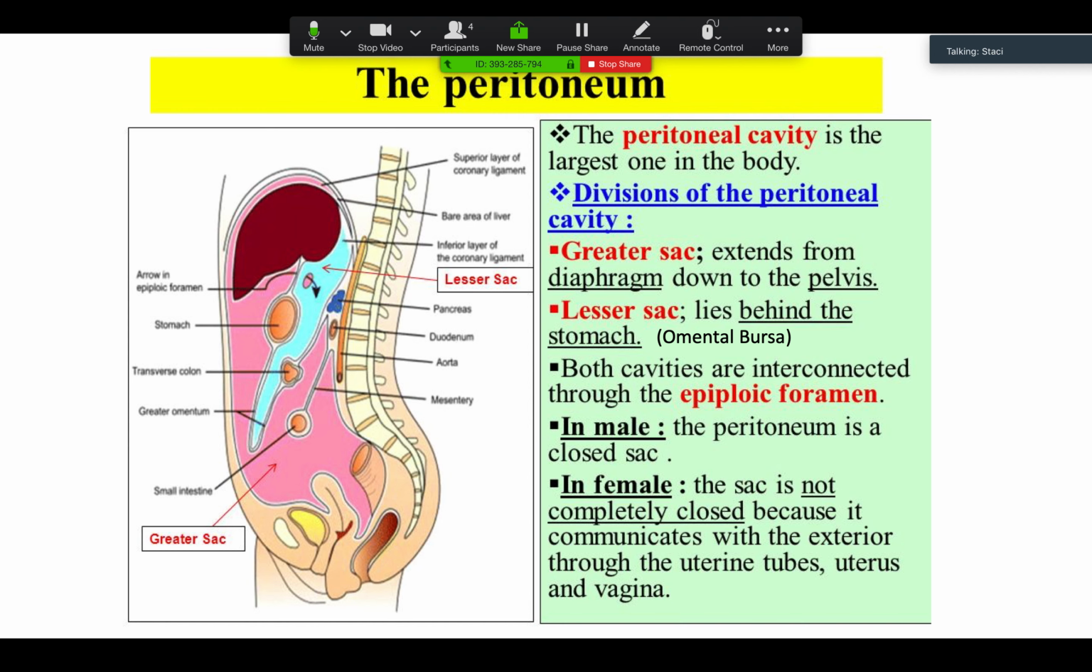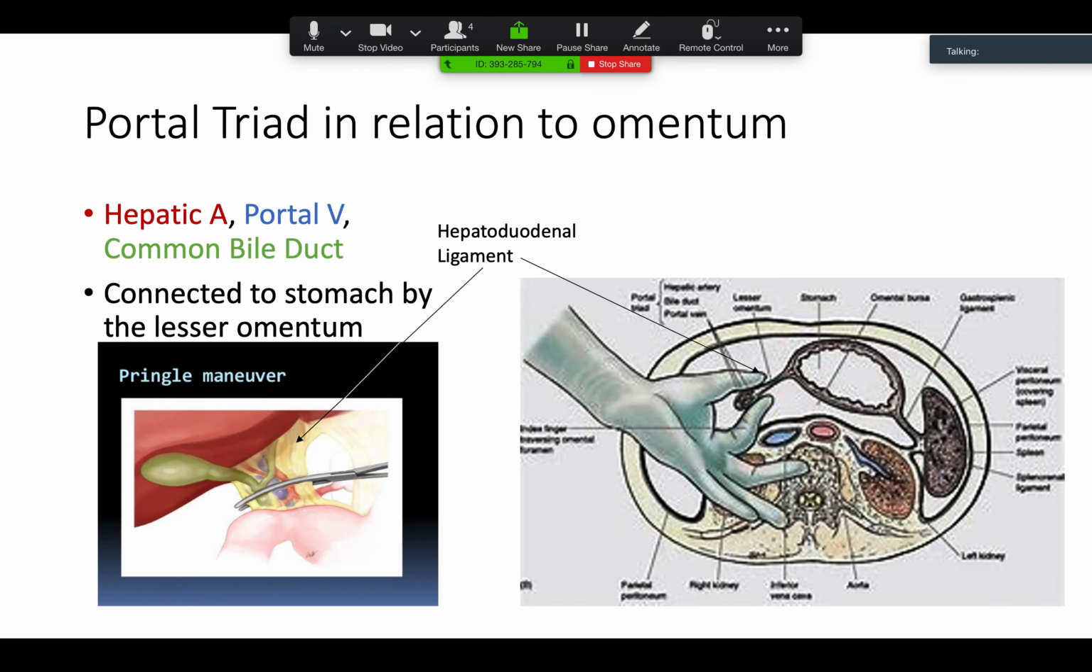Okay, the male and female part is not as important to know. Okay, the portal triad. You guys will talk more about the triad when you talk about the liver, but I just wanted to point out this is another view of it, which is connected to the stomach by the lesser omentum.